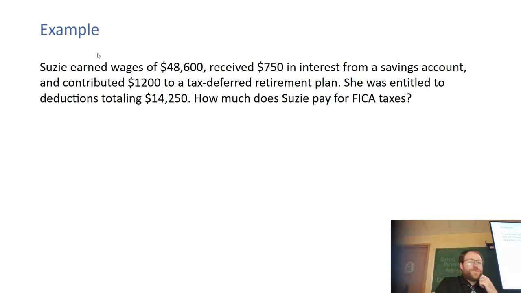So the example here, Susie earned wages of $48,600, $750 from interest like it was before. Contributed $1,200 to a tax deferred retirement plan, deductions of $14,250. How much does she pay in FICA taxes?